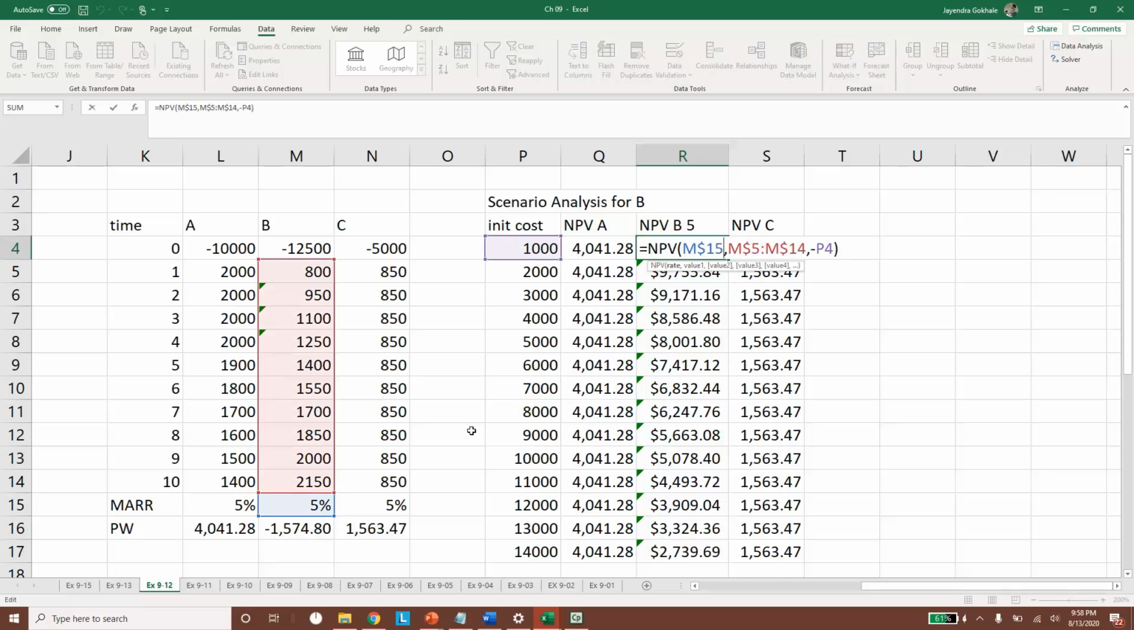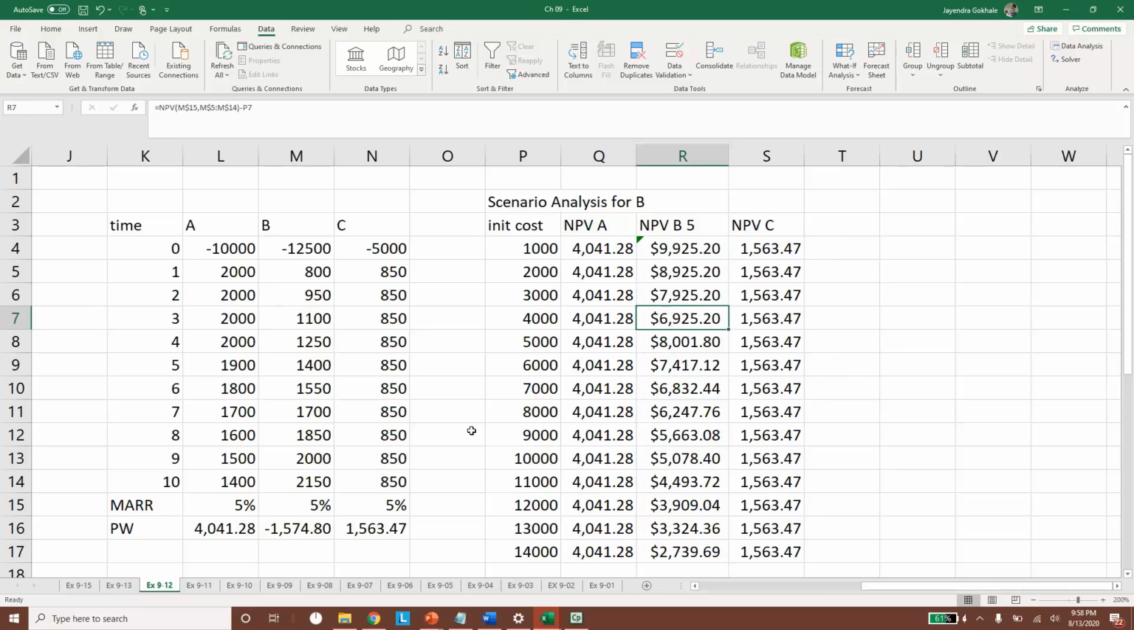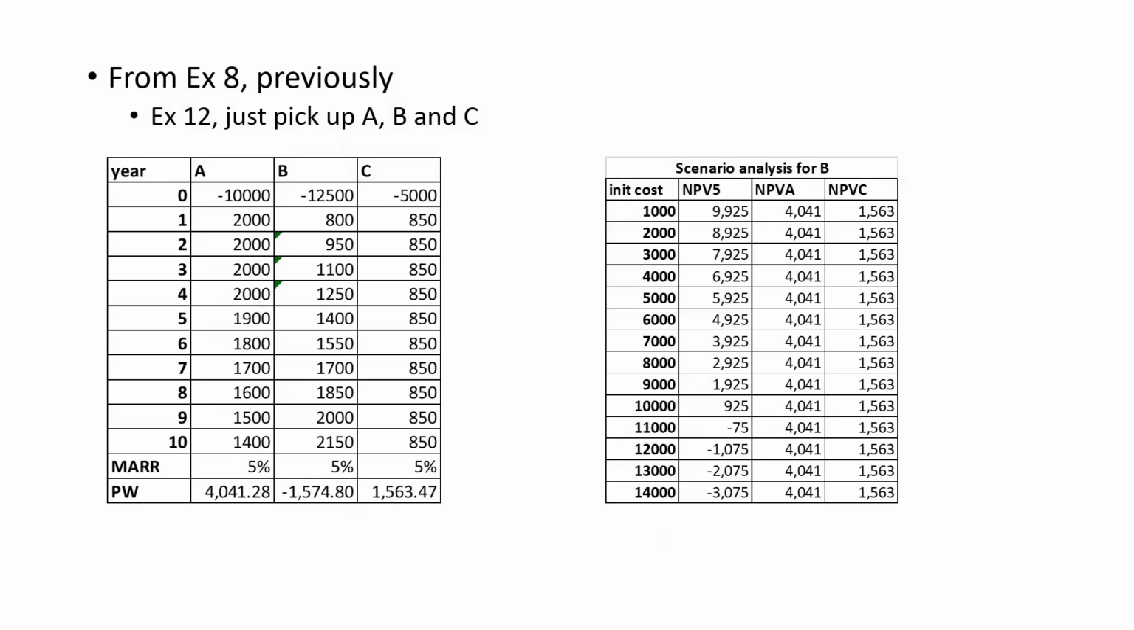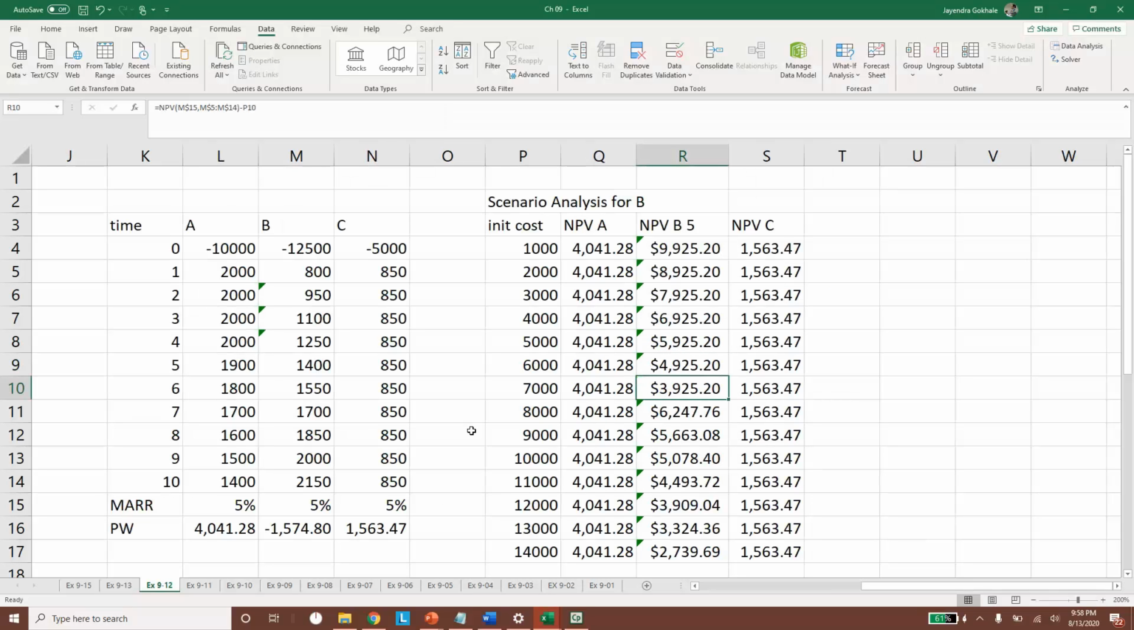So M15, the rate, M$5 through M$14, that's correct. These are the values. Why did we take the minus P$4 inside? It has to be outside. Minus P4. There we go. That's more like it. 9925 matches. Happens when you're doing it impromptu, doesn't it? Just a matter of parentheses.